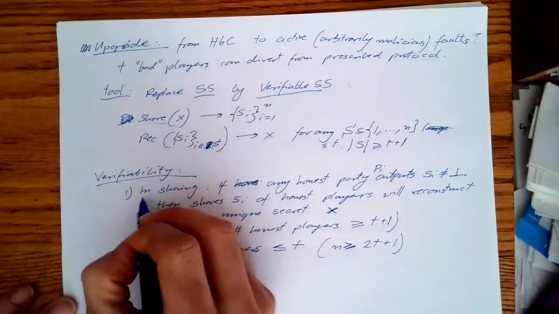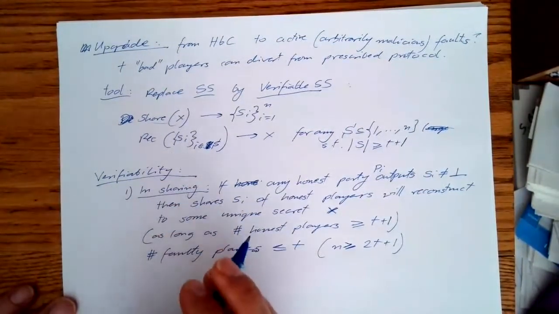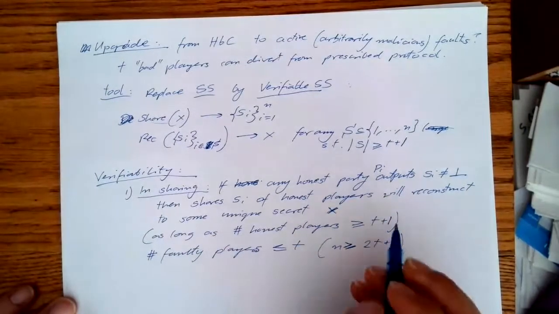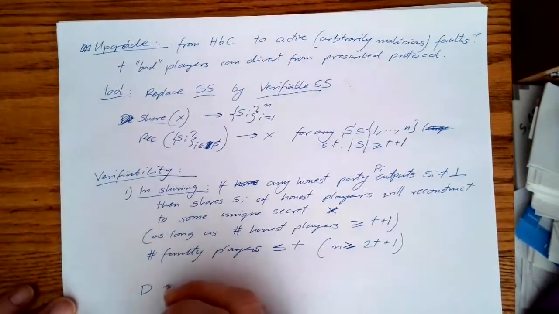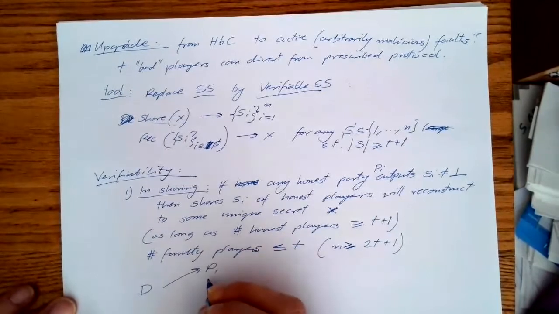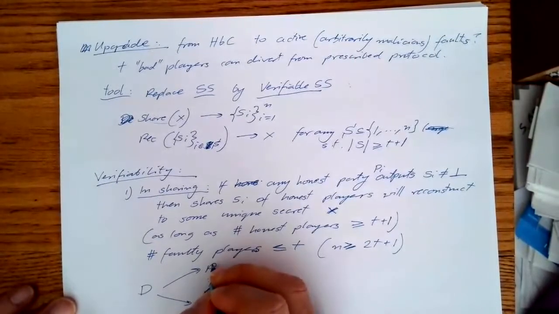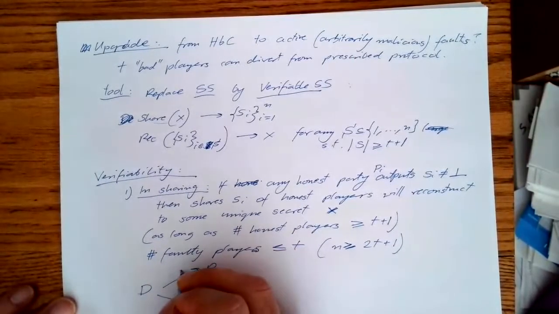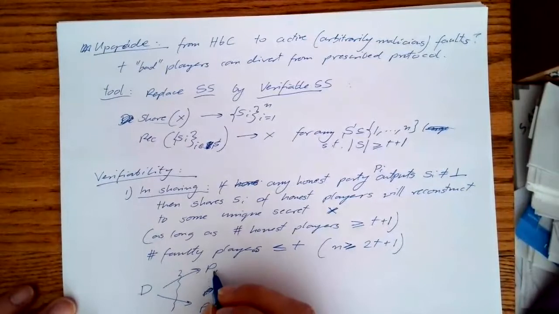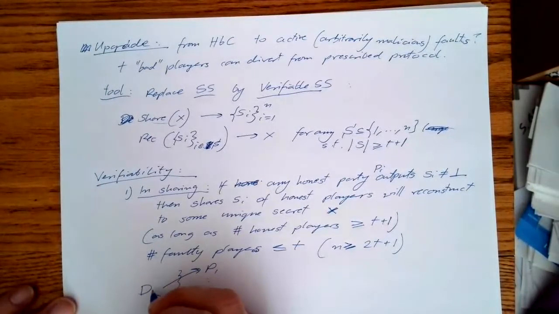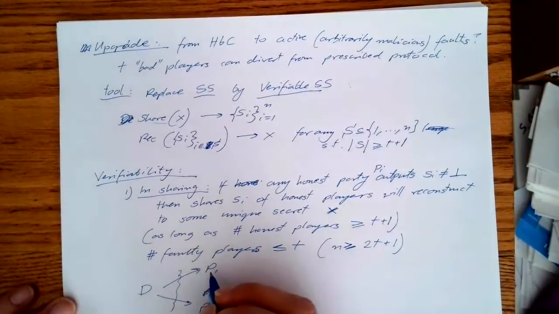So verifiability in sharing means that if there is a dealer and he communicates with these players, if this guy is honest, then after the sharing phase ends, he needs to be convinced that whatever this guy shared, it's some unique value.